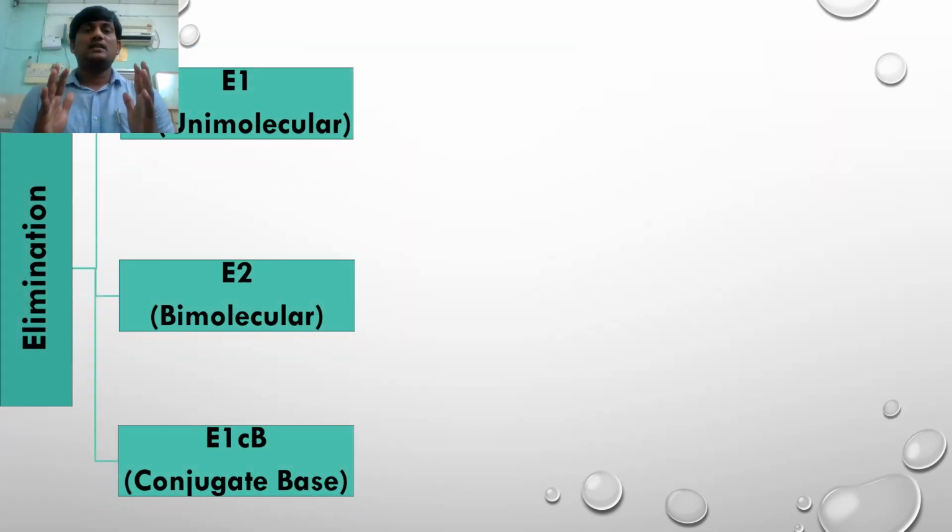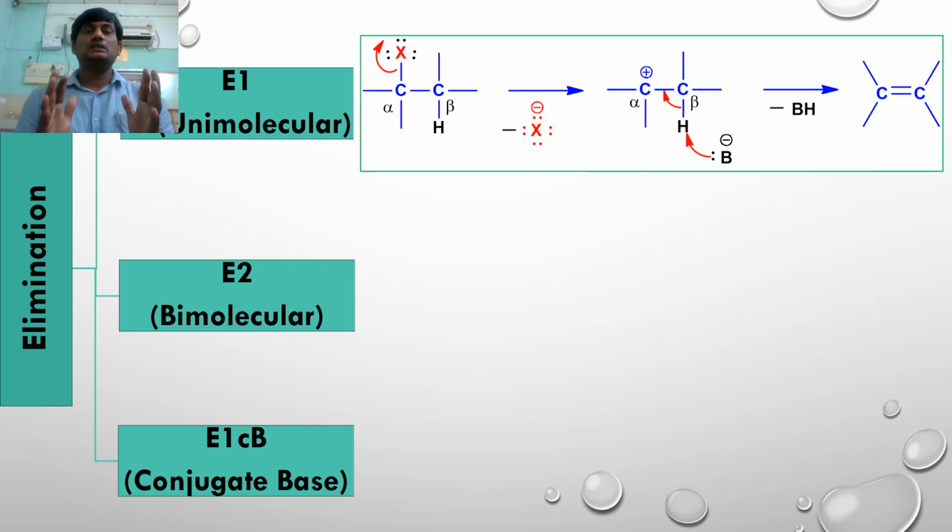Elimination reactions of alkyl halides are classified into unimolecular elimination reaction, that is E1, bimolecular elimination reaction, that is E2, and unimolecular conjugate base elimination reaction, that is E1CB. Let us check the mechanism of E1. The mechanism of E1 is similar to the mechanism of SN1. It takes place in two steps.